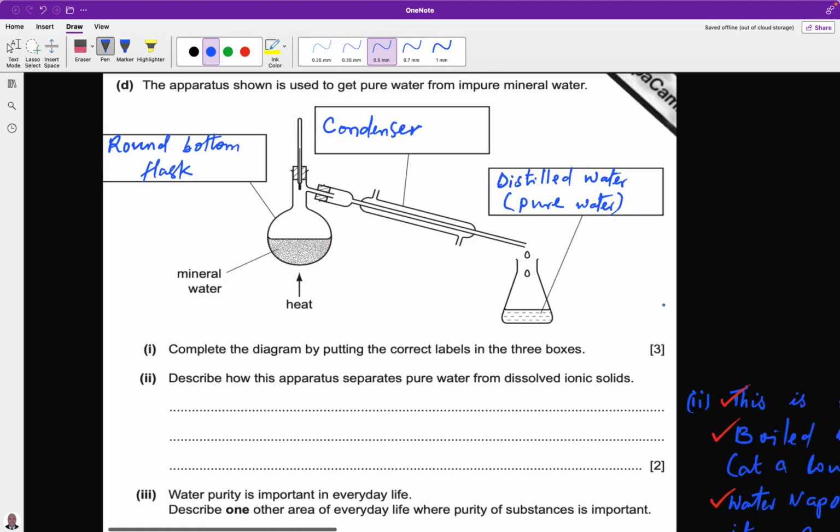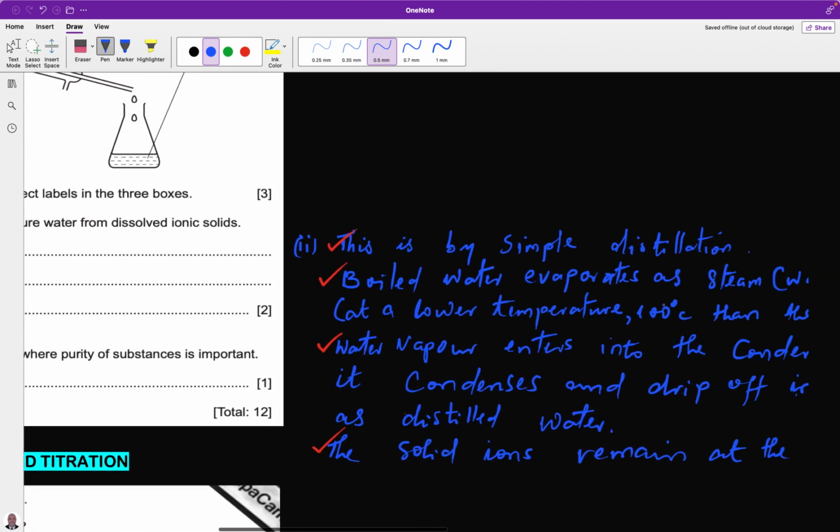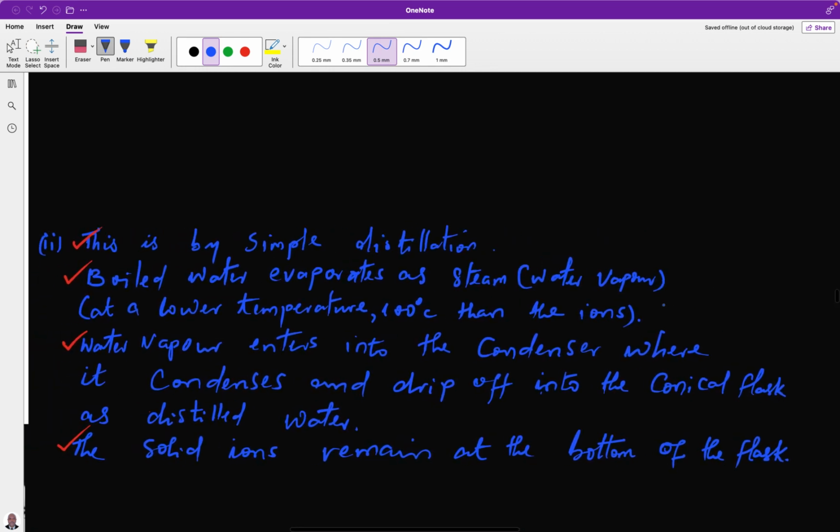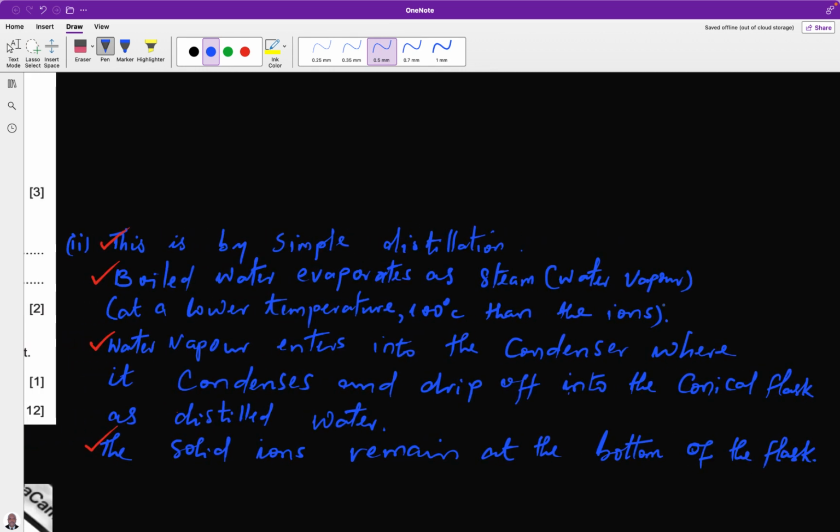See it here. And this process is called simple distillation. I said this is by simple distillation.